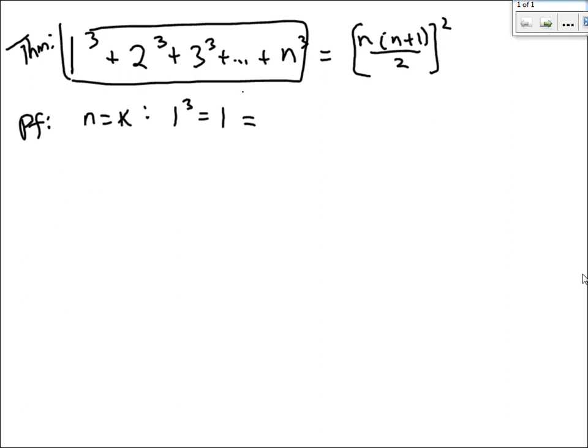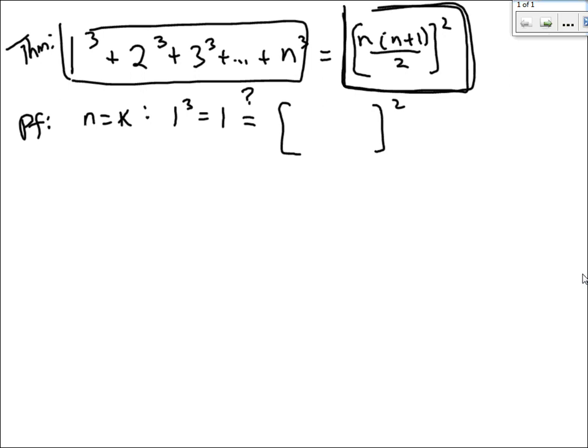The question is, is it the same as this rule here, where n is 1? I'm going to write it down exactly like here, except instead of n, I'm going to put 1. So it's n times n plus 1 quantity squared over 2. And that's 1.